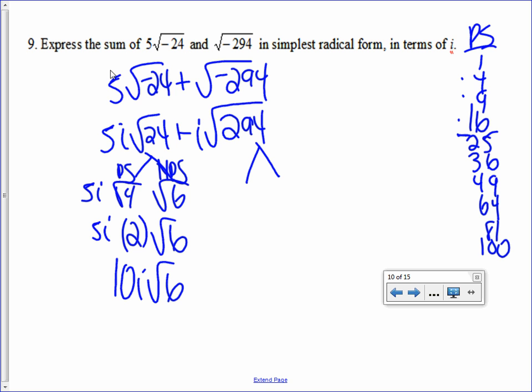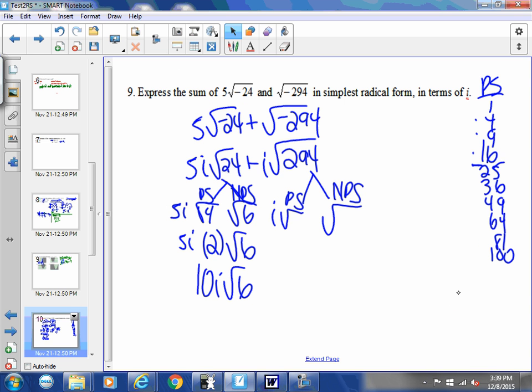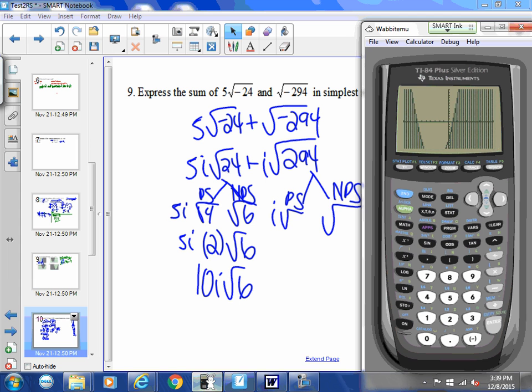294. I don't know. I'm pretty sure 100 doesn't go into 294. I don't know my times tables for 294. So you have a couple of options. You can go down your list and divide them by 294, or you can use a calculator trick.